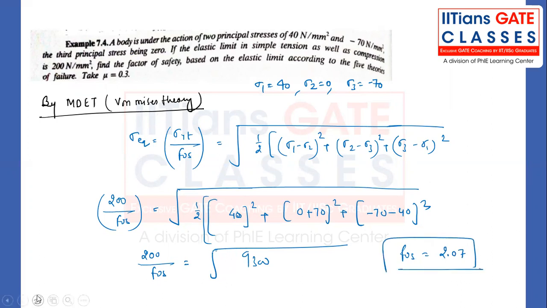So still, if I ask you which of the maximum distortion energy theory, or von Mises theory, and Tresca's theory gives the most conservative results, the answer will again be Tresca's, because it gives the least factor of safety compared to this one. So it is alarming you more compared to this theory. But still, for ductile material, we say this is a very suitable theory of failure, right?